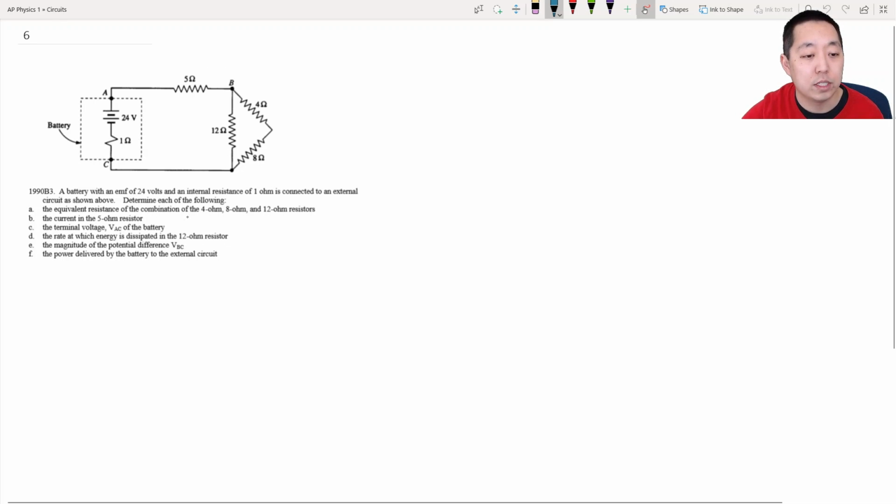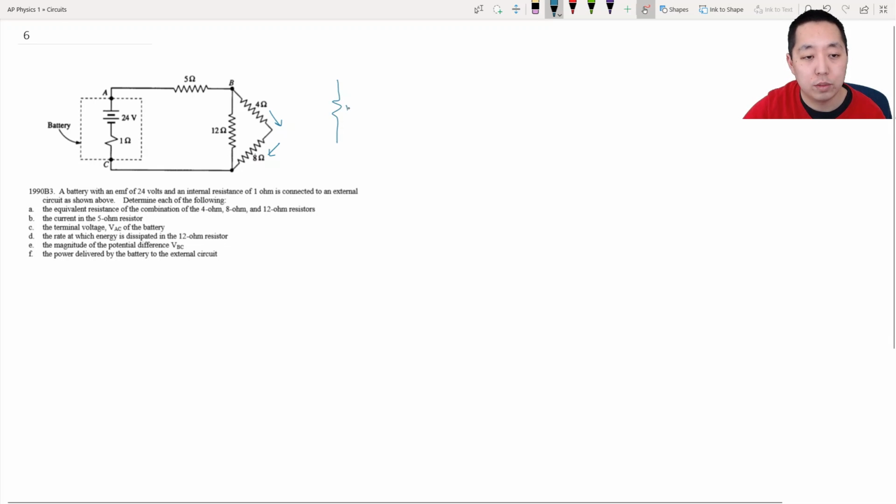The equivalent resistance of the combination of the 4, 8, and 12 ohms. So this equivalent right here. This is sometimes a little confusing because maybe you're used to seeing things in parallel. But one thing to note is the 4 and the 8 are in series. And the reason they're in series is that the current through them is the same. That's the important thing. Any current that comes through here has to go through this. So these two are now in series.